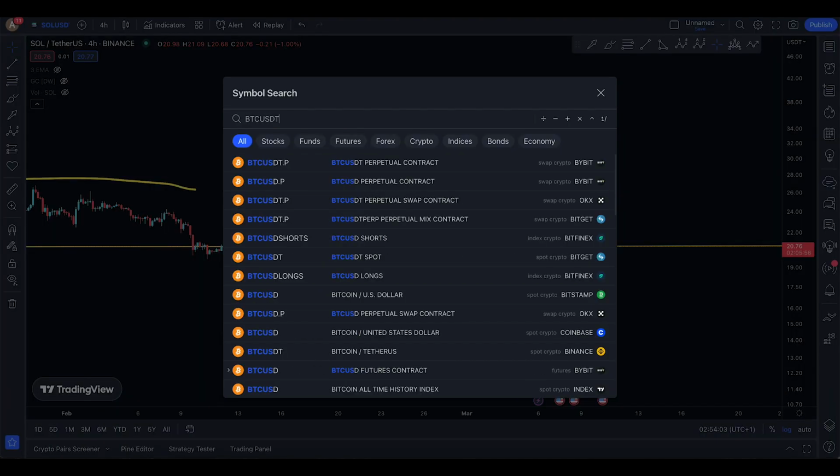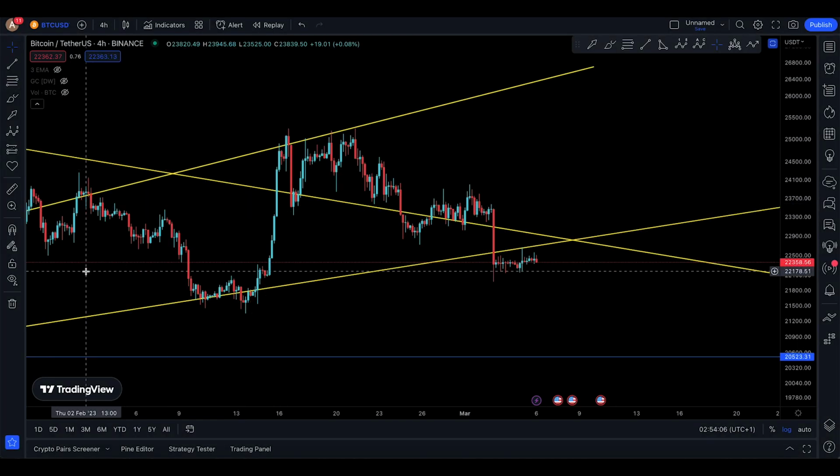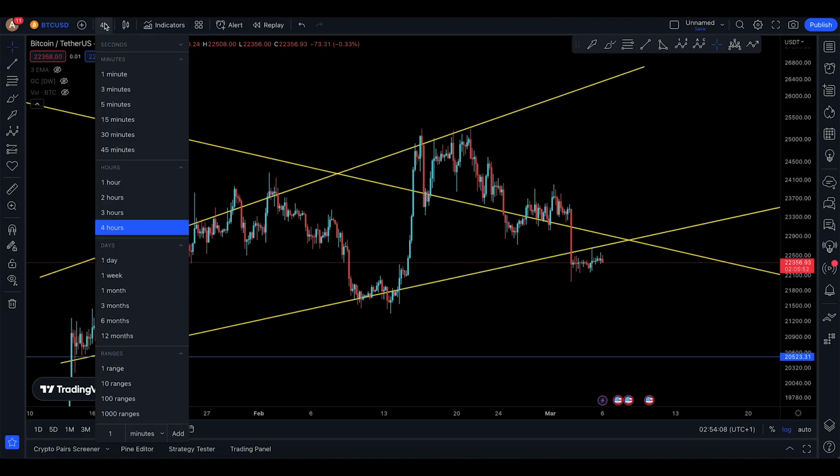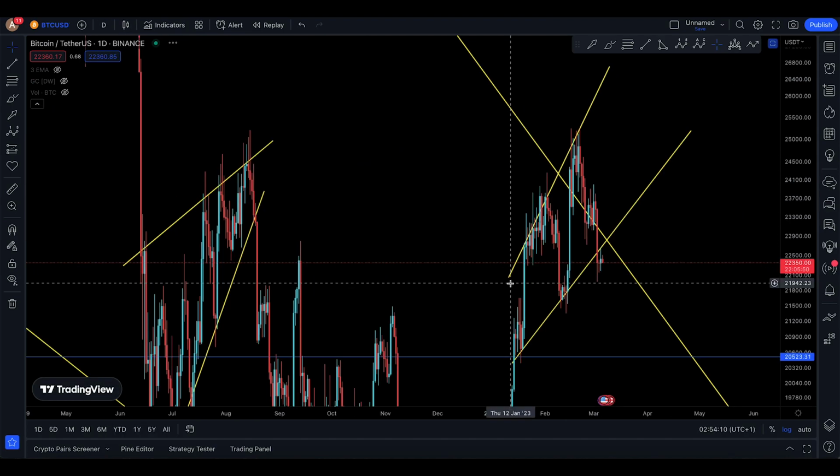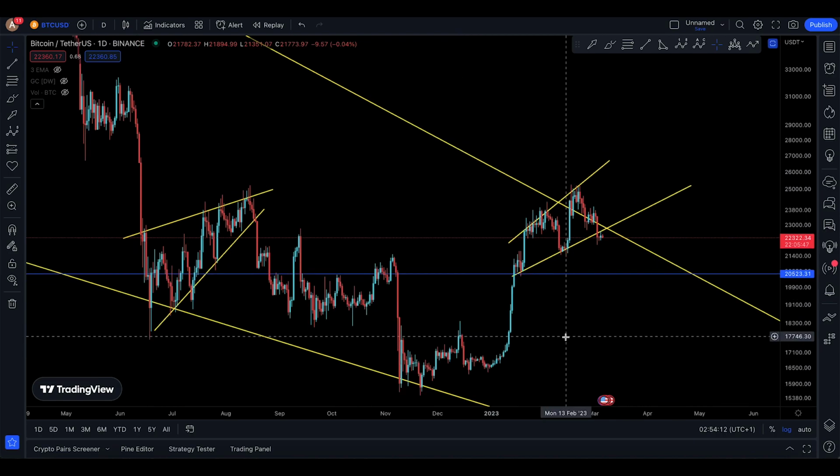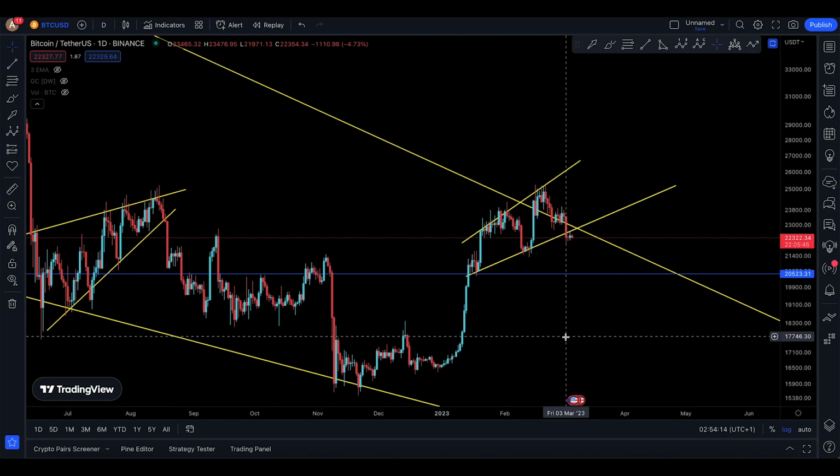So I don't think Bitcoin is interested in moving up. I've talked about it before: I do see bearish divergence. I see a lot of things. I do see altcoins trying to come down as well. So nothing in the market is actually amazing.